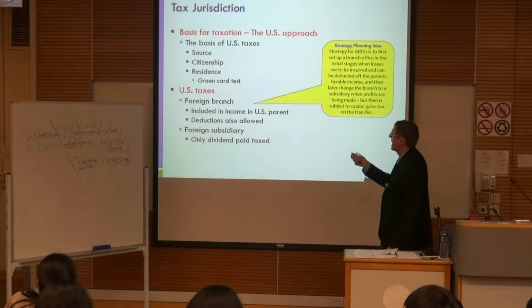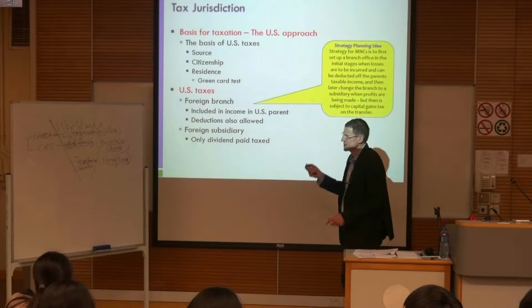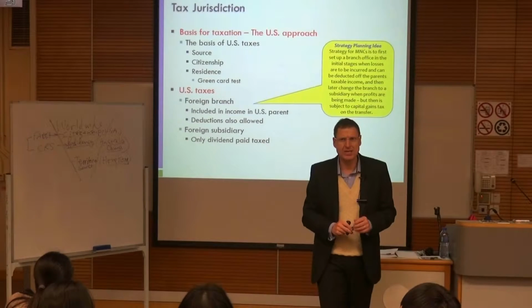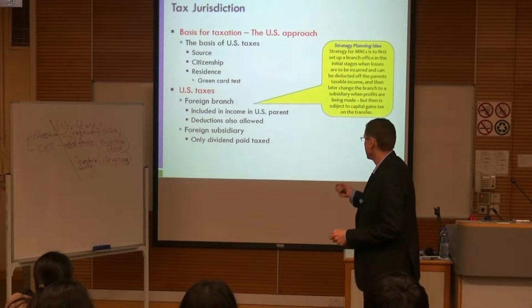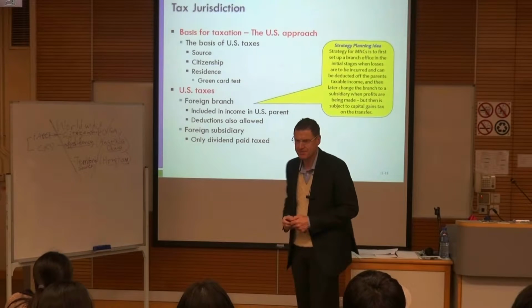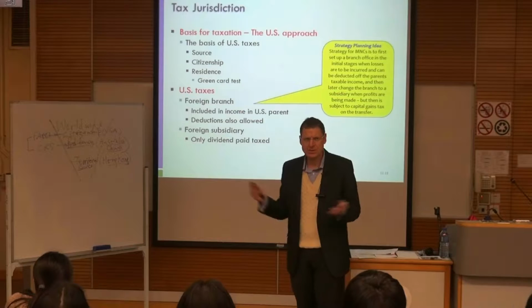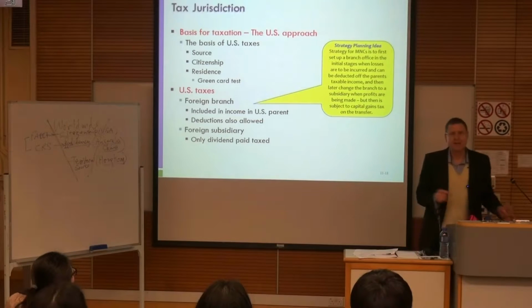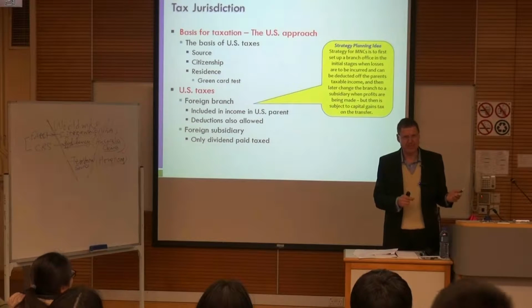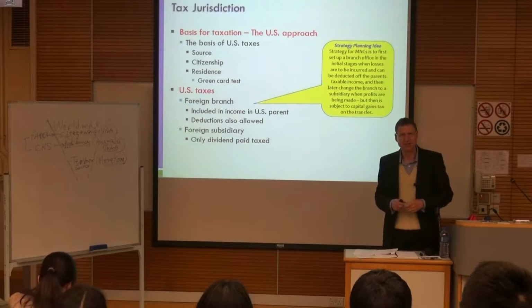Now let's have a look at the tax jurisdiction when it comes to companies. And this is really interesting now because companies have a choice to have a foreign branch or a foreign subsidiary. Do you know what the difference is? Okay, both can be companies, right? But one could be deemed a branch and one could be deemed a subsidiary.